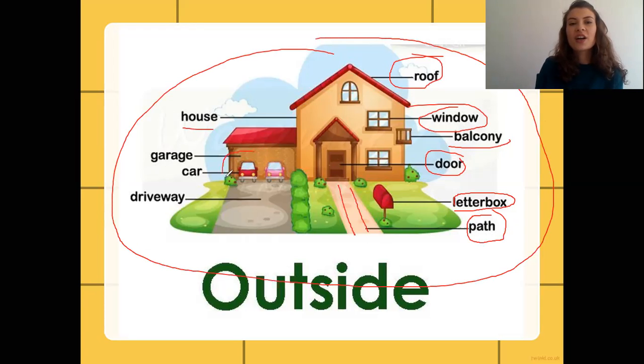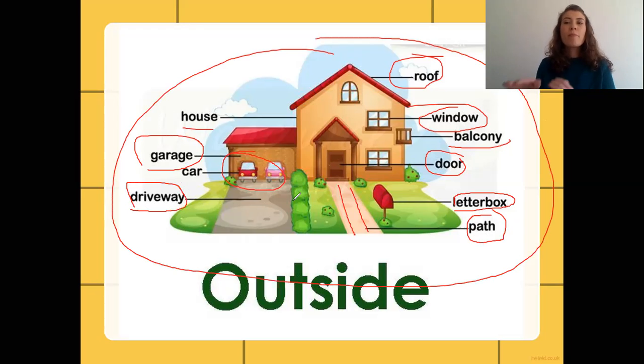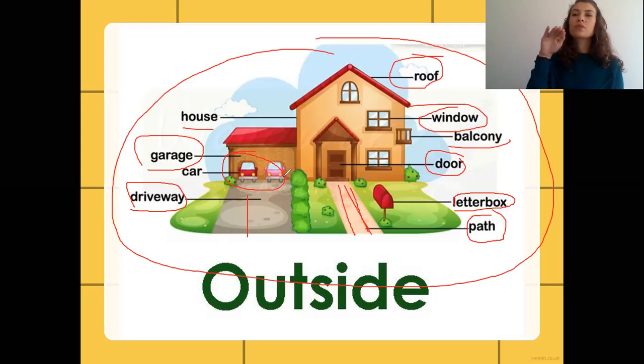We have the car here inside of the garage. Great. And we have here a driveway. The driveway is this path. It's the same kind of path, but the path we use for walking, and a driveway is to drive the car. So we have to go with the car through the driveway to park the car into the garage.